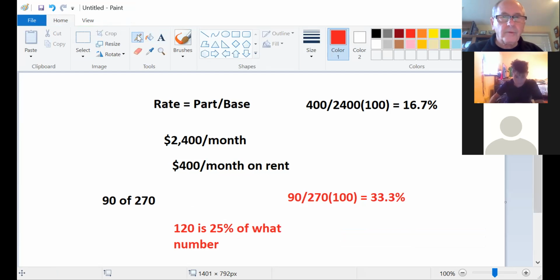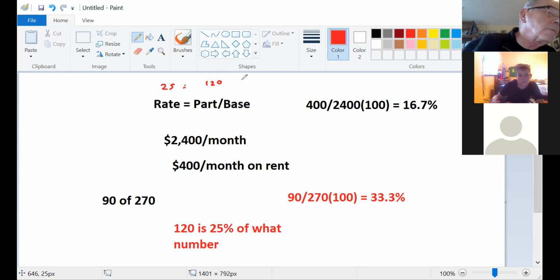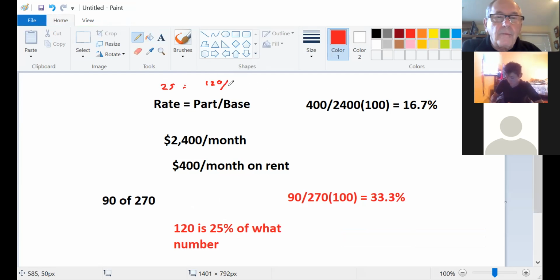So the rate, in this case, is 25%. And I'm asking the question, $120 is what part of what? So it's $120 over this base, this x. That's the only thing we don't know here. We know the rate, we know it's $120, but we don't know the base. So you've got to solve for the base. So you have an algebra problem.